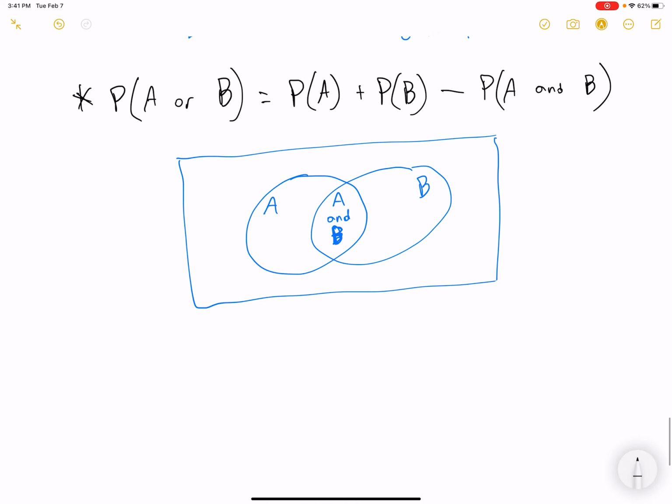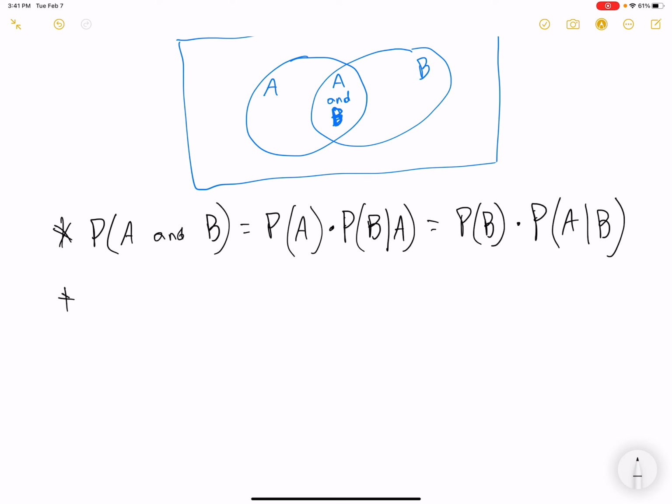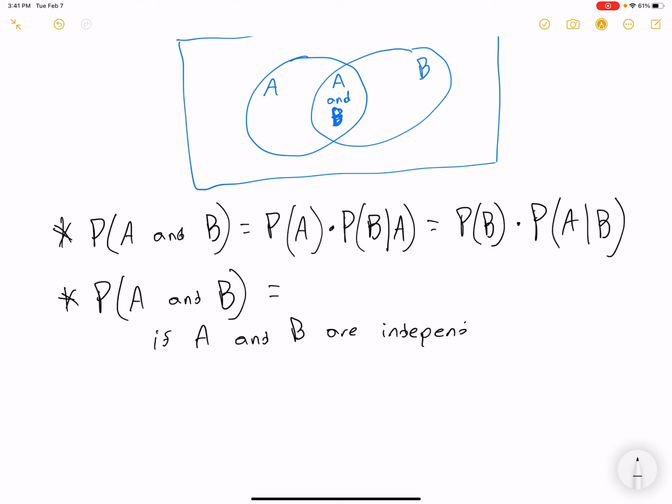So going to the probability of A and B rules, probability of A and B is equal to the probability of A times the probability of B given A, which is equal to the probability of B times the probability of A given B. But there's a special case, which is when A and B are independent, and this is an important concept in machine learning, independence of probabilities.